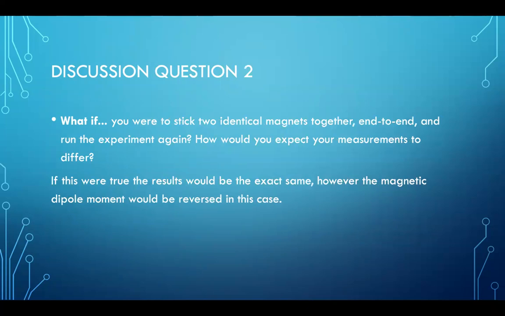What if you were to stick two identical magnets together, end to end, and run the experiment again? How would you expect your measurements to differ? If this were true, the results would be the exact same. However, the magnetic dipole moment would be reversed in this case.